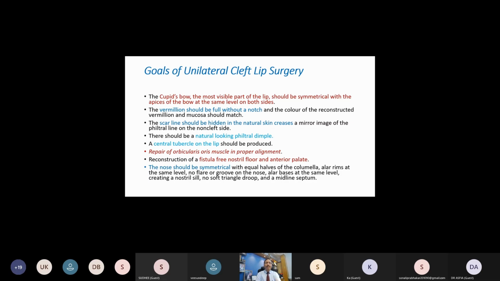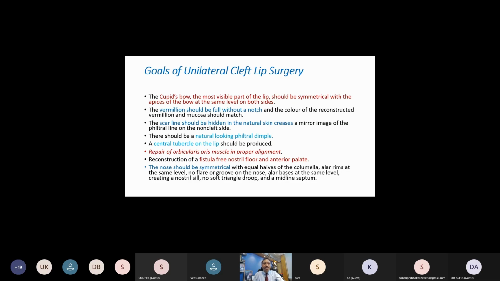So that's why I said measuring the heights of the philtral ridge is most important, because you have to make the philtral ridge symmetrical and both apexes should come at a horizontal level, and any defect on the medial side of the cleft has to be fulfilled by borrowing tissue from the lateral side. Then vermilion should be full without a notch and not even a pseudo notch. And the color of the reconstructed vermilion and mucosa should match. And the scar line should be hidden in the natural skin creases, and a minor mirror image of the philtral line on the non-cleft side should be made.